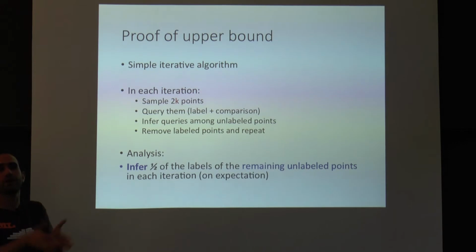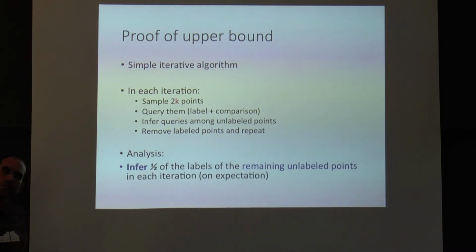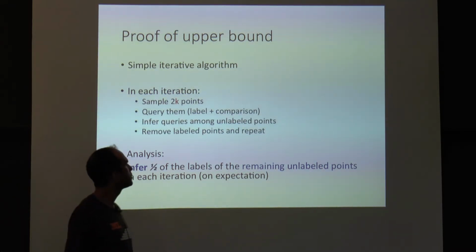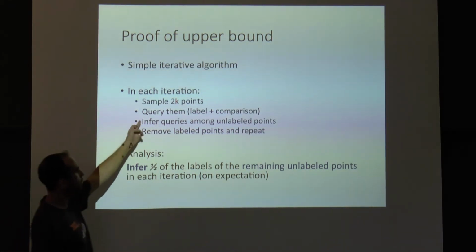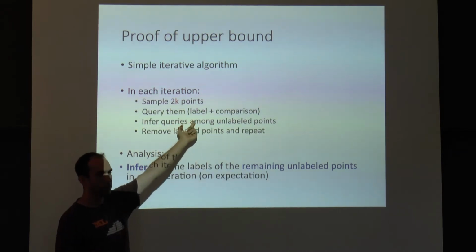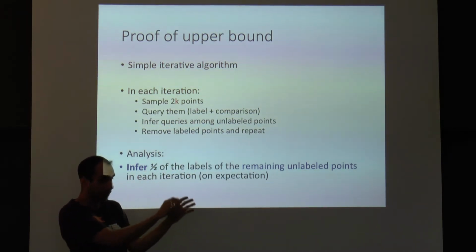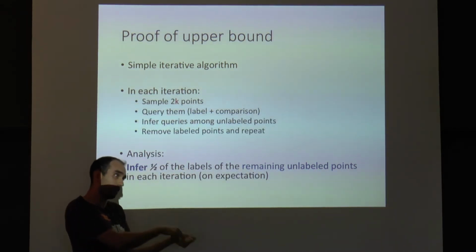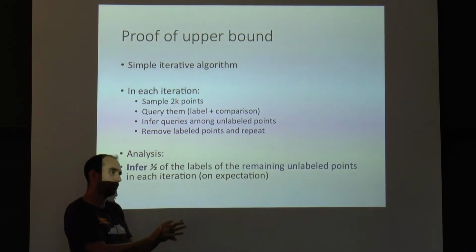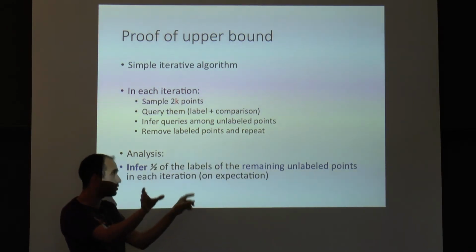Yeah, in general, if I take this meta algorithm, the number of comparisons can be k squared. What is a query then, label plus comparison? Yeah, so you query them, meaning you ask all the labels, you find for each one of these 2k points which one is positive, which one is negative, and all the relations between them, and then you just sort.